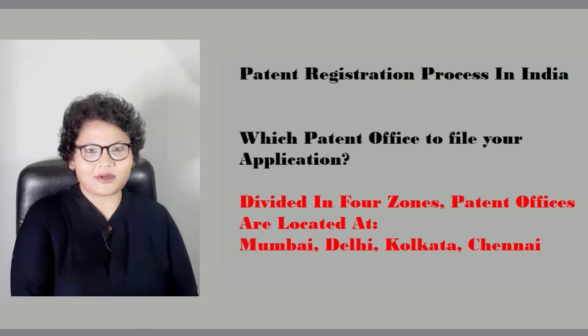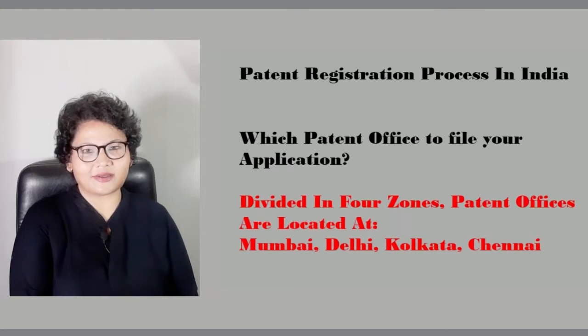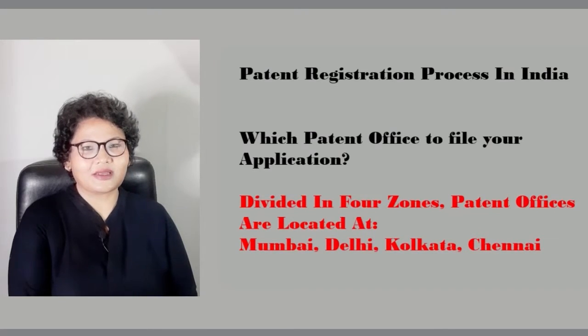India, unlike many other countries, has patent offices functioning from 4 different locations: Mumbai, Delhi, Kolkata, Chennai. So where to file the patent application? The application needs to be filed with the office of appropriate jurisdiction, meaning the office that covers the state or union territory of the applicant's address for service.